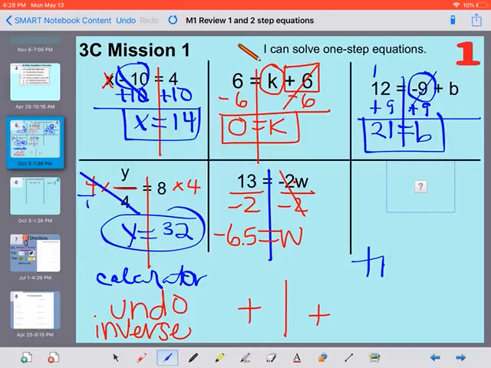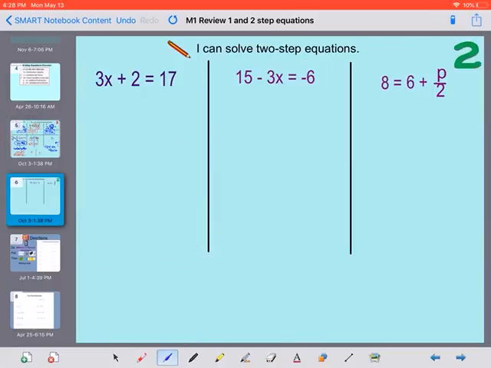This one, you get to try on your own, because it's not showing up on my video. But go ahead and solve that problem, and then we'll do a review of 2-step equations on the back side. Here's a couple 2-step equations. We'll draw our line down. We'll do that on all of them.